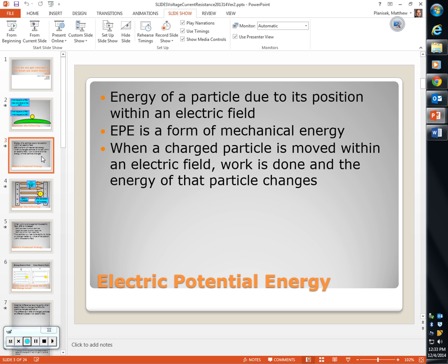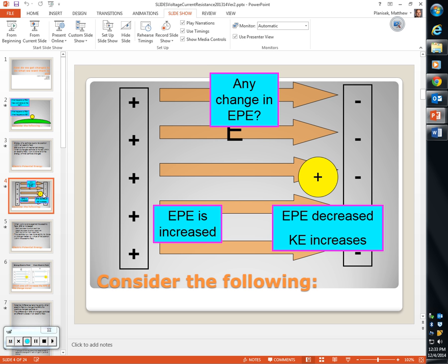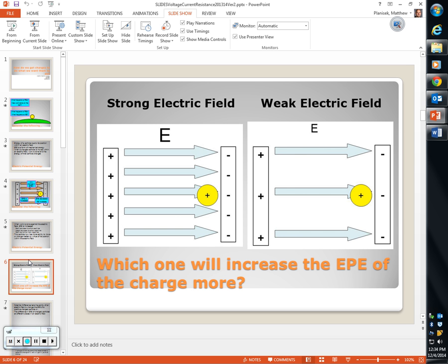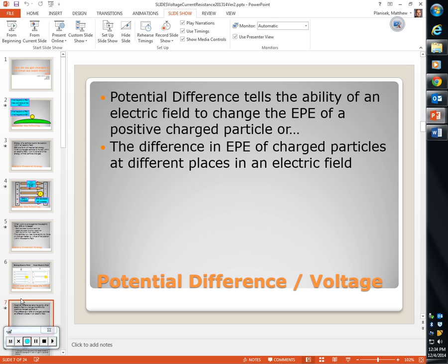Electric potential energy talks about the position of an electron within an electric field. And we talked about how moving that charge around in the electric field can increase or decrease energy. And then we talked about how the strength of the electric field can also change the energy because it just does more stuff to that particle. And that led us into voltage, where we talked about the ability of an electric field to change the energy.